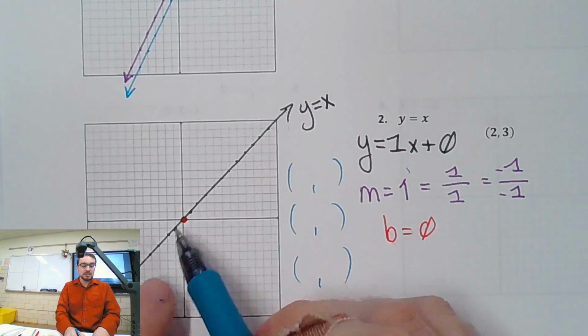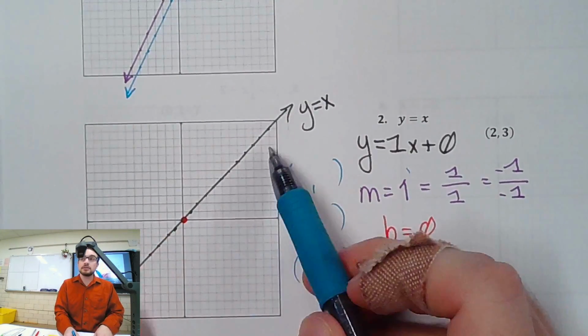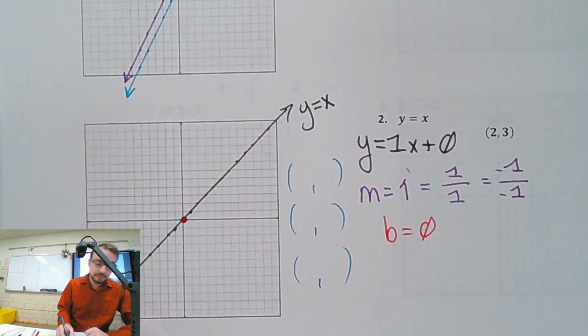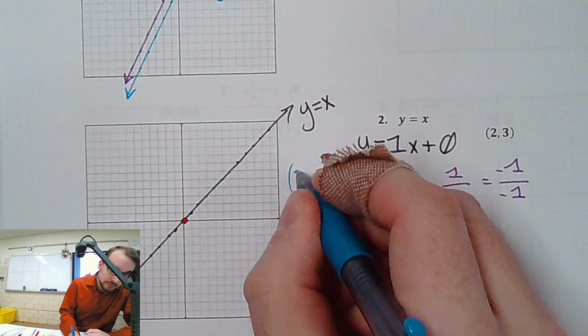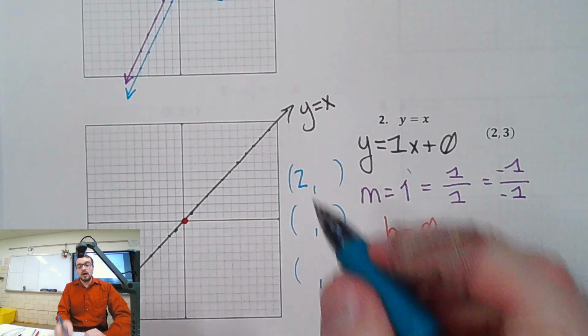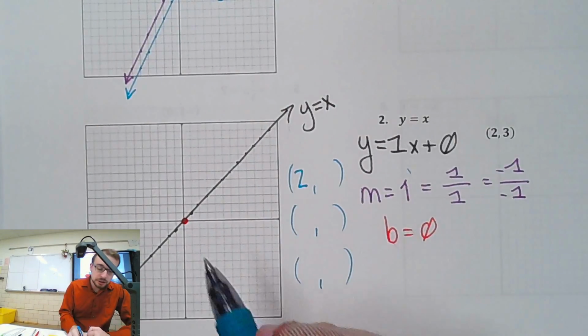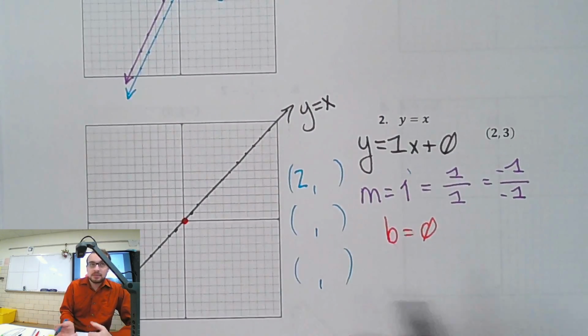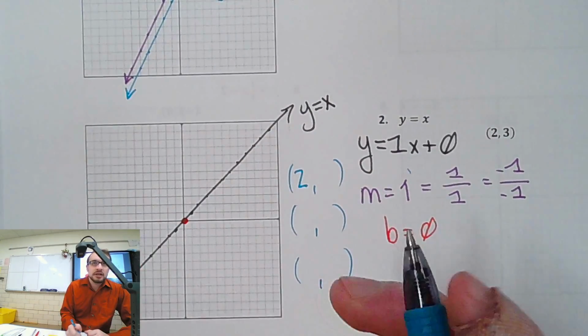So this line represents all of the coordinates, all of the points, all of the dots, where y and x are the same number. So give me a number for x, Rosie. 2. So we would expect that if y equals x, then the point 2, 2 should show up, and it does. Every point where y and x are the same, it'll be on that line. That's what this line represents.